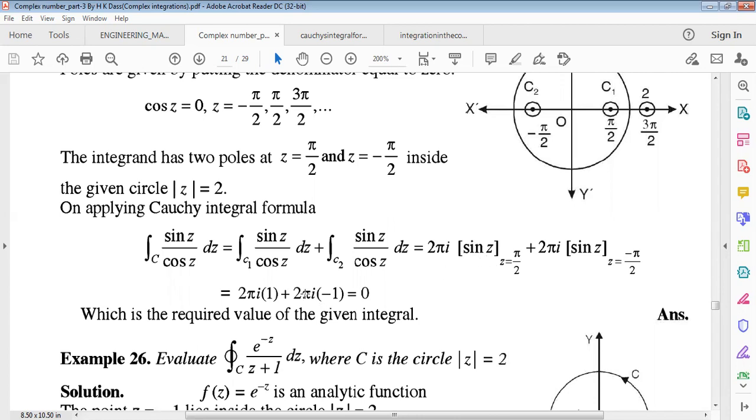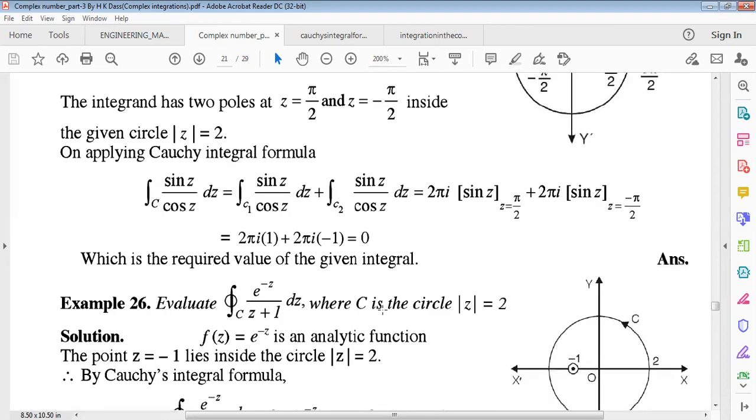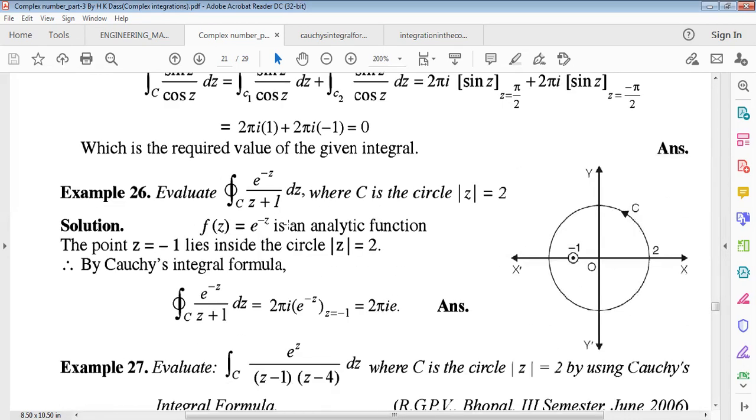So we get 2πi times: sin π/2 means what? 1. And sin(-π/2) what? -1. Sin 90 degrees equals 1 and sin(-90 degrees) is -1. Remember it. So we get the total value of the given integral as 0, which is the required value. Very easy. Every maths is easy for you.